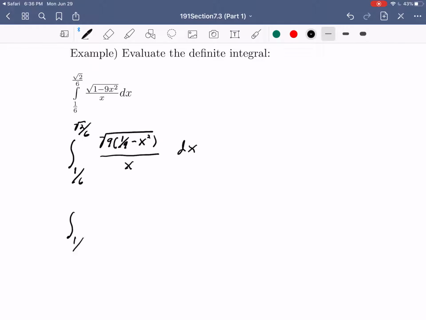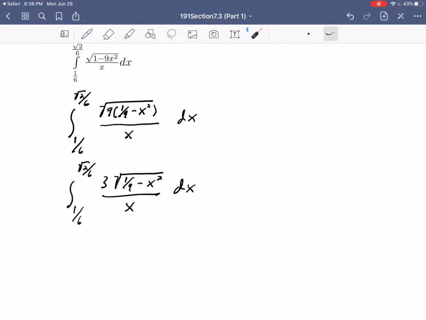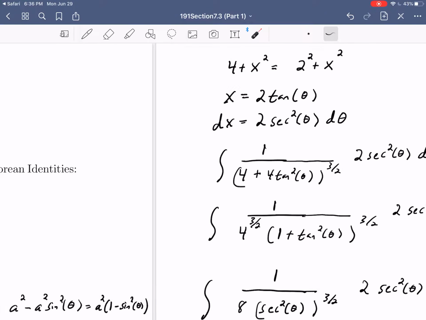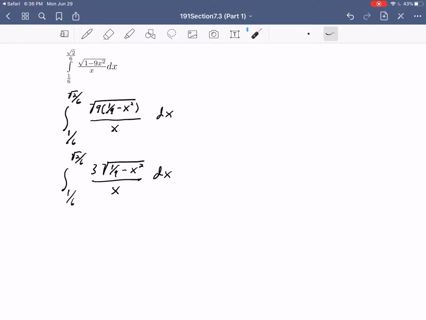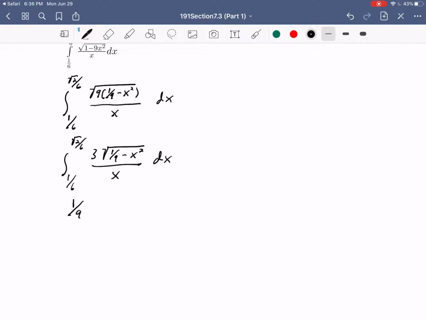So we get the integral from 1/6 to root 2 over 6, 3 times the square root of 1/9 minus x squared over x dx. Okay, now it's in our format there. We see a number minus x squared. We can go back and check what our options were. For a number minus x squared, we said we should use a equals sine theta. So as long as we know what our a is, we know that we're going to be using sine here. So we can think about 1/9 minus x squared as 1/3 squared minus x squared. So that means the substitution we're going to attempt to do is x equals 1/3 sine theta.